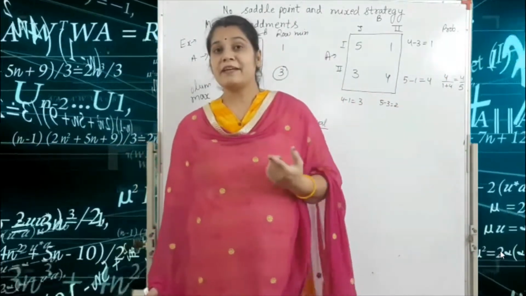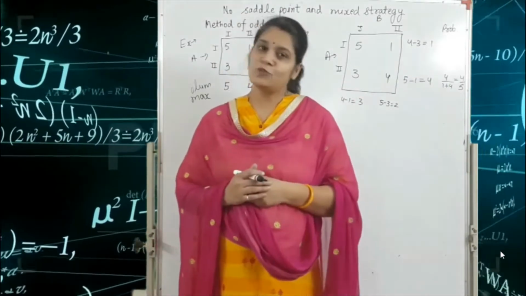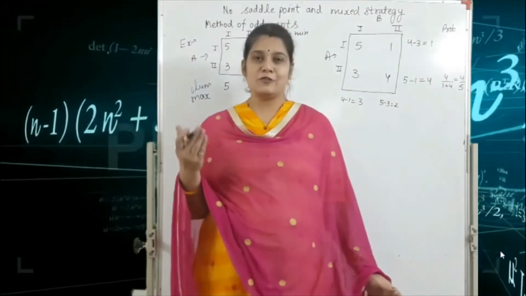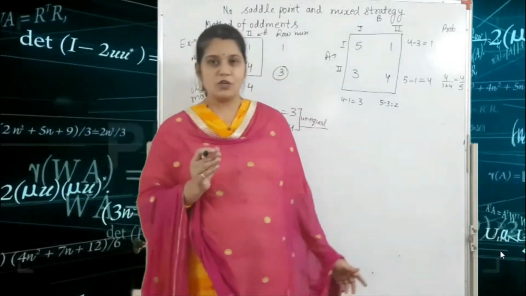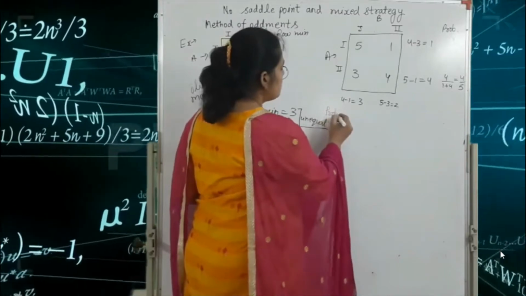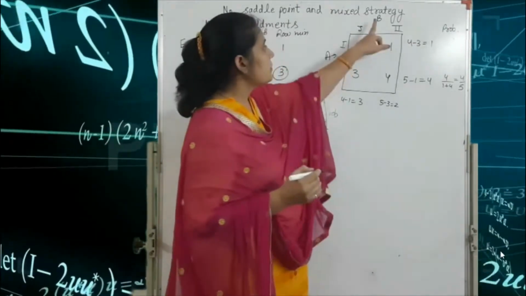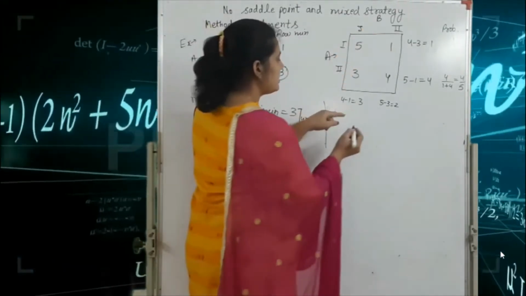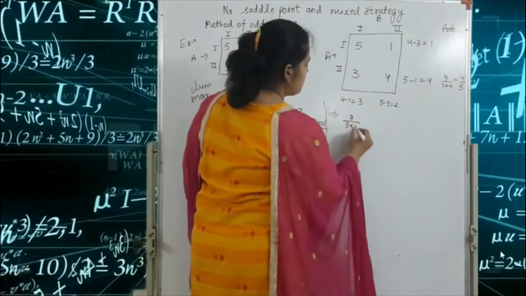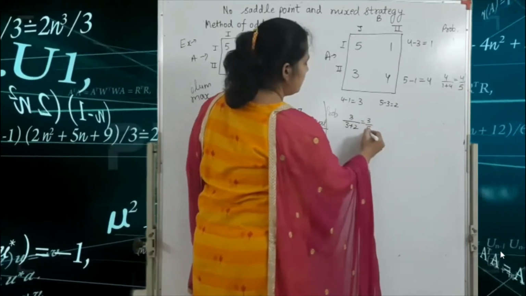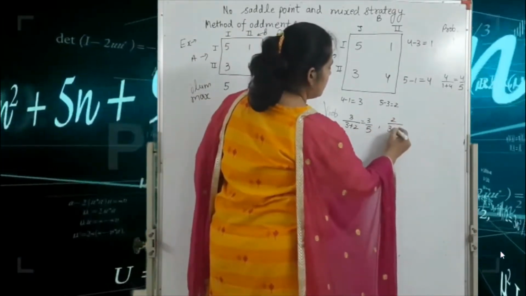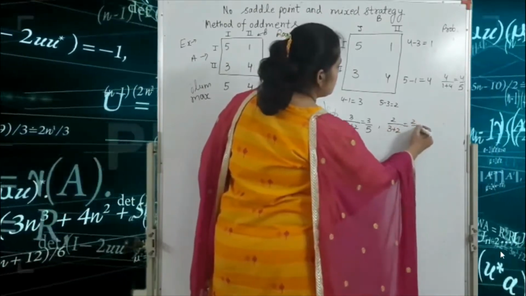Okay, so 1 by 5 plus 4 by 5 is equal to 1. So total probability is equal to 1, and player A chooses both strategies. Got it? So next we find the probability for player B. We write here 3 divided by 3 plus 2, that means 3 by 5. And here we write 2 upon 3 plus 2, that means 2 by 5.